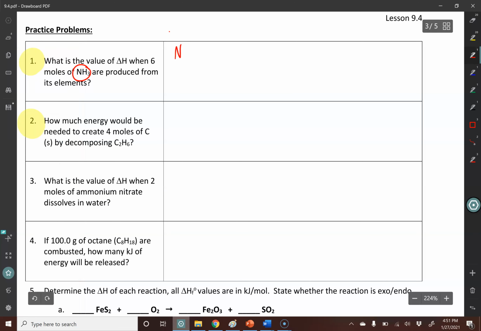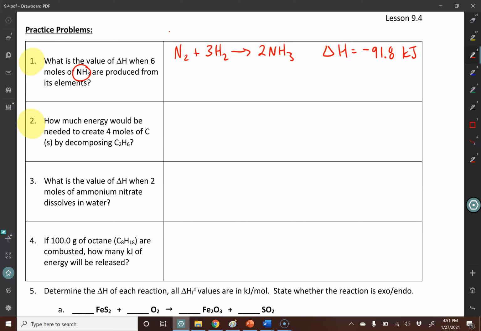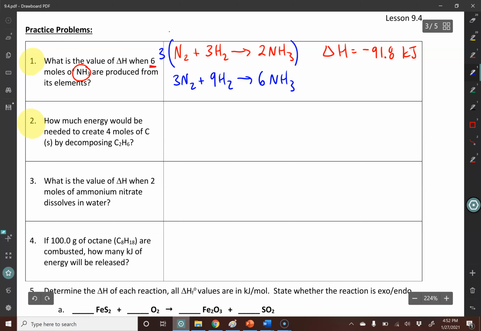So I have N2 plus 3H2 yields 2NH3. My delta H is equal to negative 91.8 kilojoules. Okay, the question is asking, what is the value of delta H when 6 moles of ammonia are produced? Well, if I want to produce 6 moles of ammonia, what do I need to do with this entire equation? Hopefully you're thinking if we multiply everything by 3, we can get 3N2 plus 9H2 yields 6NH3.